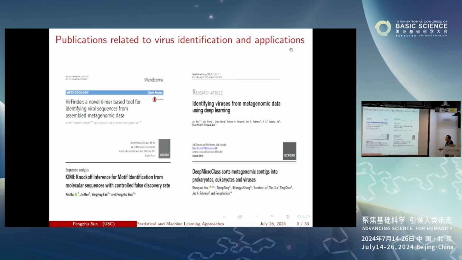I know some of you are college students or high school students, so I will give you a brief history of what we did. As I said, we started this project about 8 or 9 years ago, and at that time we didn't have deep learning, so it was just a classification problem, and the input is the sequence data.